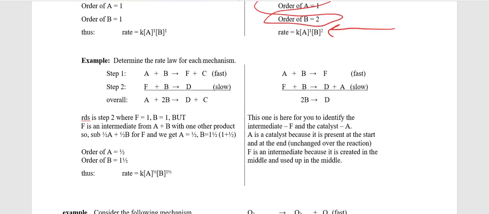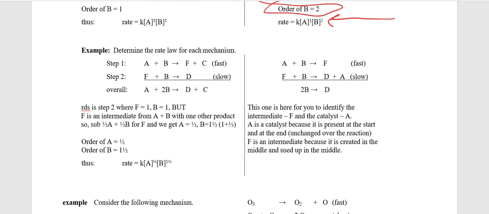What if there are 2 products? And that's this groovy little example I've got going on for you right here. In this one, we have 2 products. We have the same idea. Here's our slow step, F and B. F's an intermediate. You kind of want to say, hey, I'll sub in A and B for F. Instead of F, we're going to write A and B.